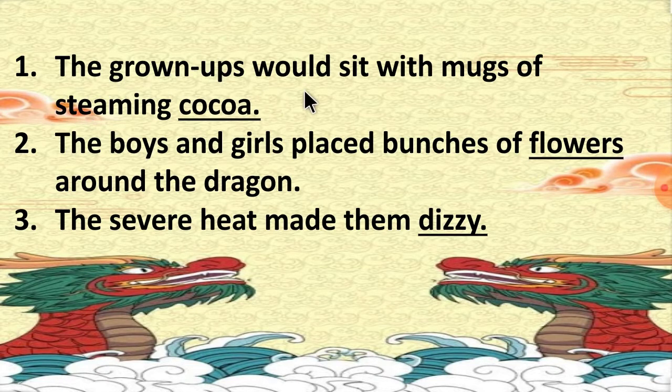The grown-ups would sit with mugs of steaming cocoa. Answer is cocoa. Then number 2, the boys and girls placed bunches of flowers around the dragon. Answer is flowers.